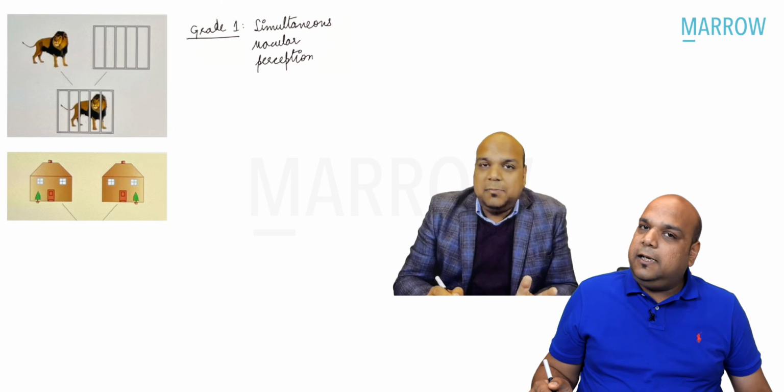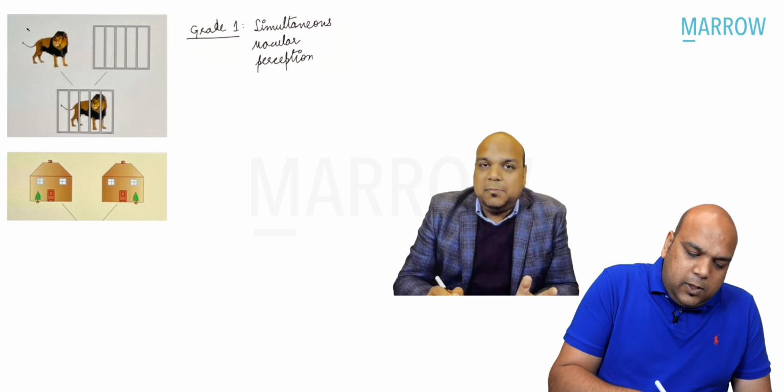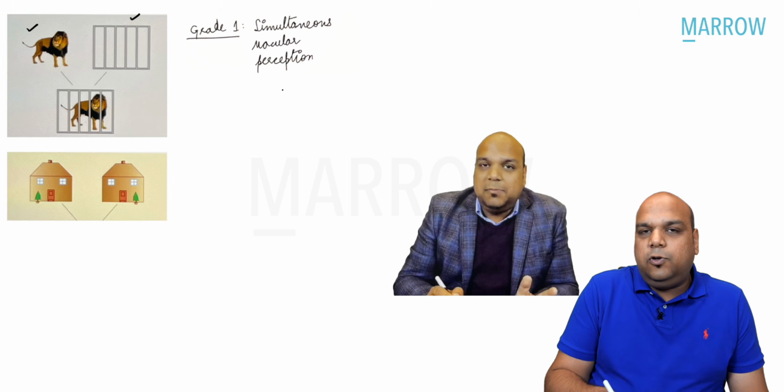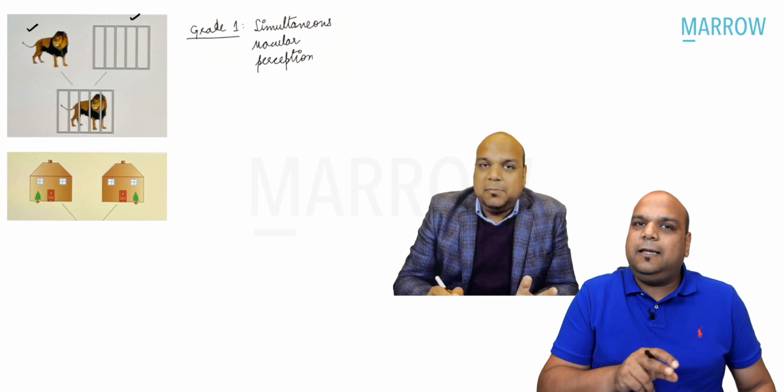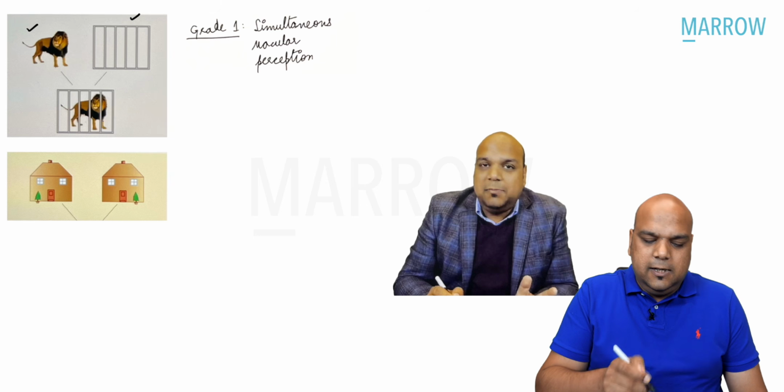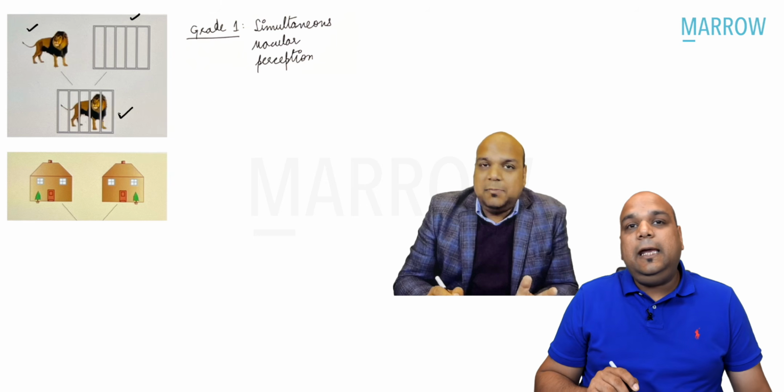Grade 1, simultaneous macular perception. One lion, one cage, but because both of the eyes are receiving the signal at the same time, even though different signals, we will be able to see a lion in a cage.